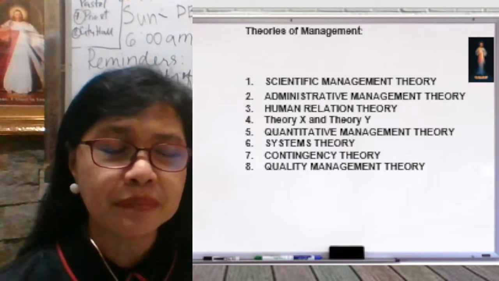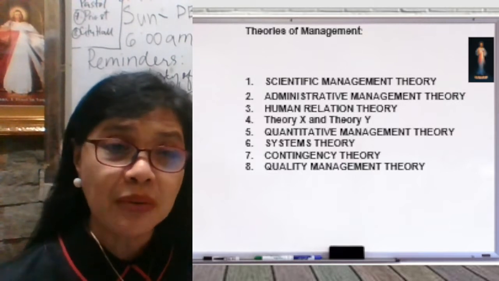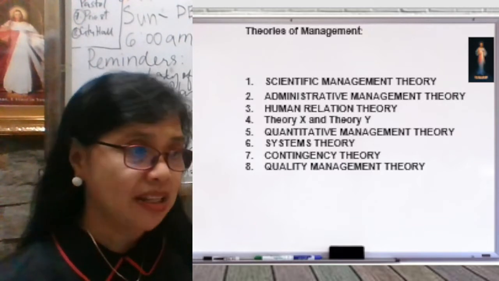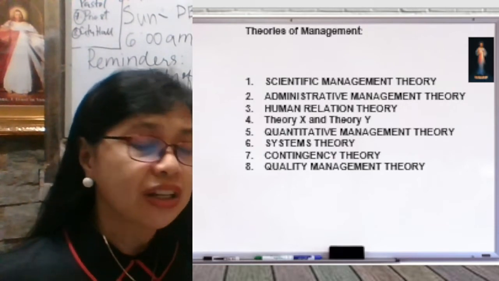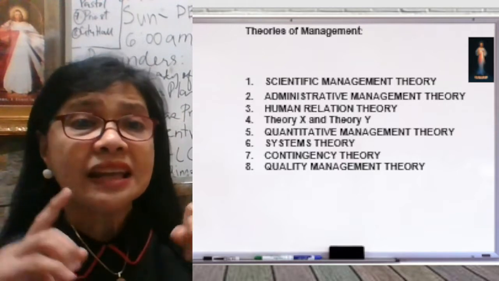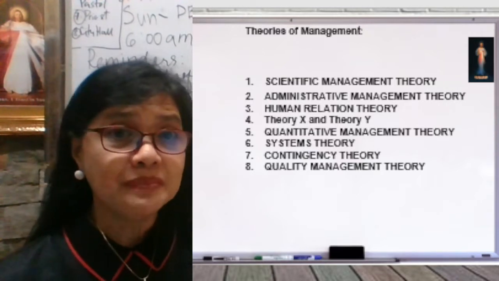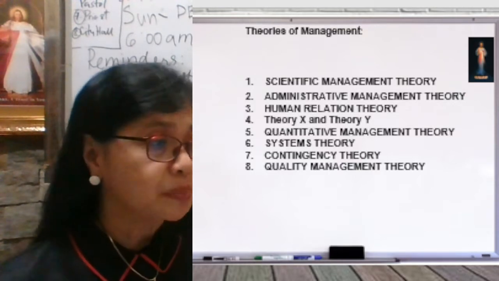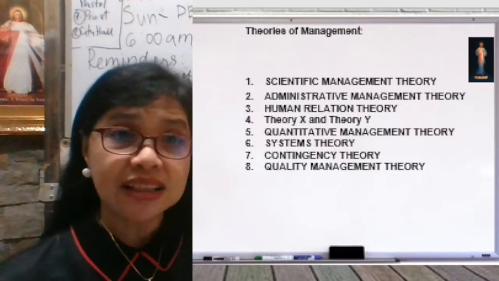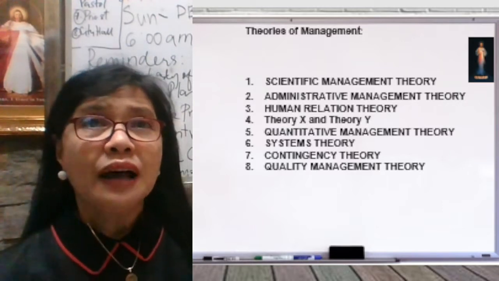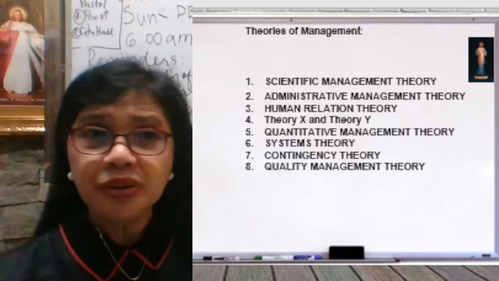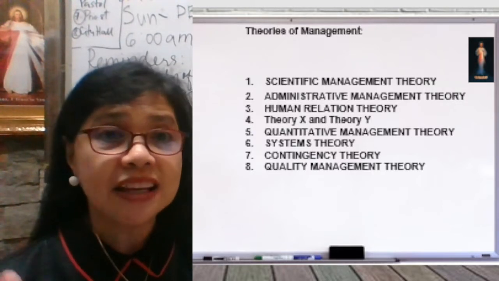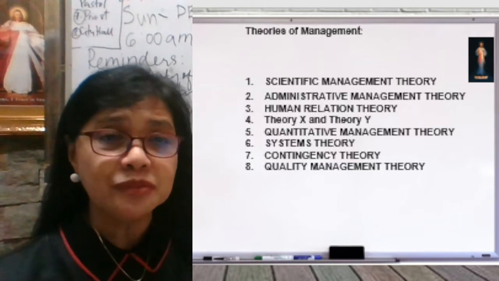Scientific management theory was pioneered by Frederick Winslow Taylor. He is known as the father of scientific management. He introduced the four principles of scientific management as follows. Number one, he replaced the rule of thumb. What do you mean by rule of thumb? It is a general rule based on practice or experience rather than facts or scientific evidence. So when we say rule of thumb, you use your experiences in applying what is best in making management decisions. You do not use scientific data. You use only your experiences.